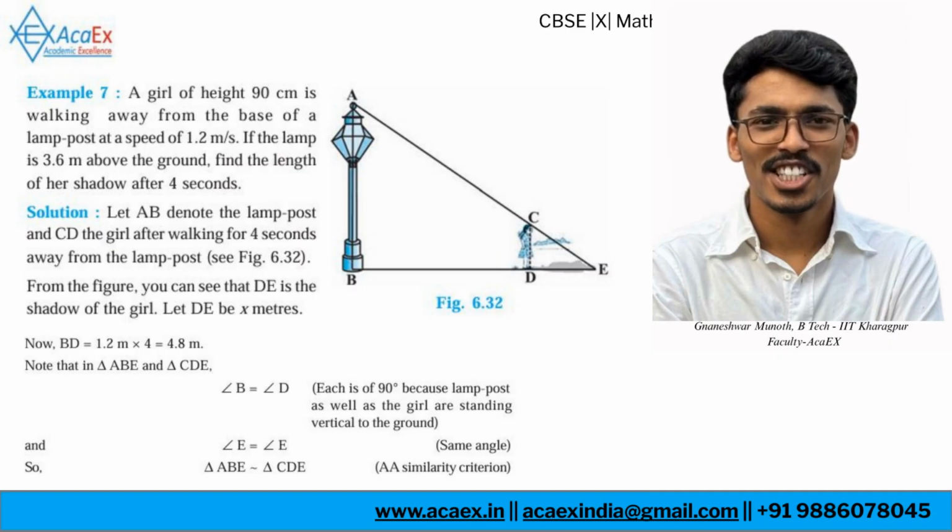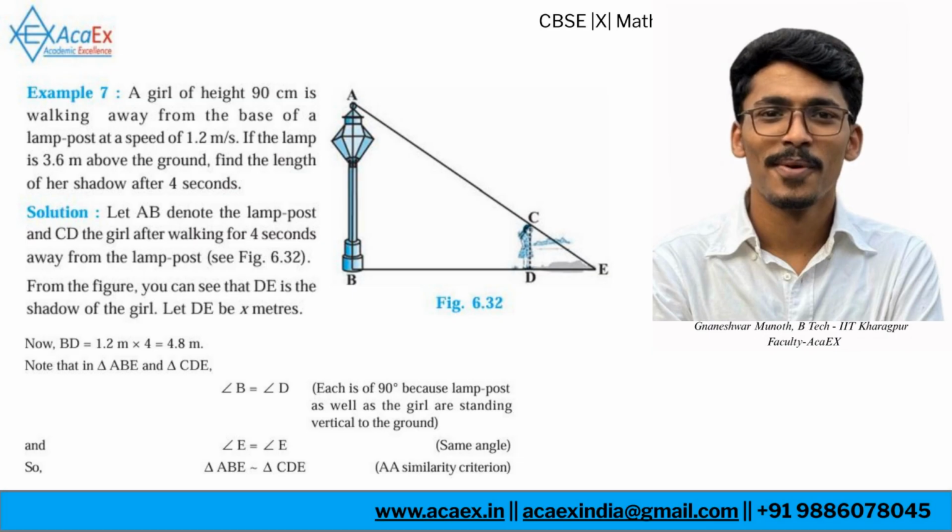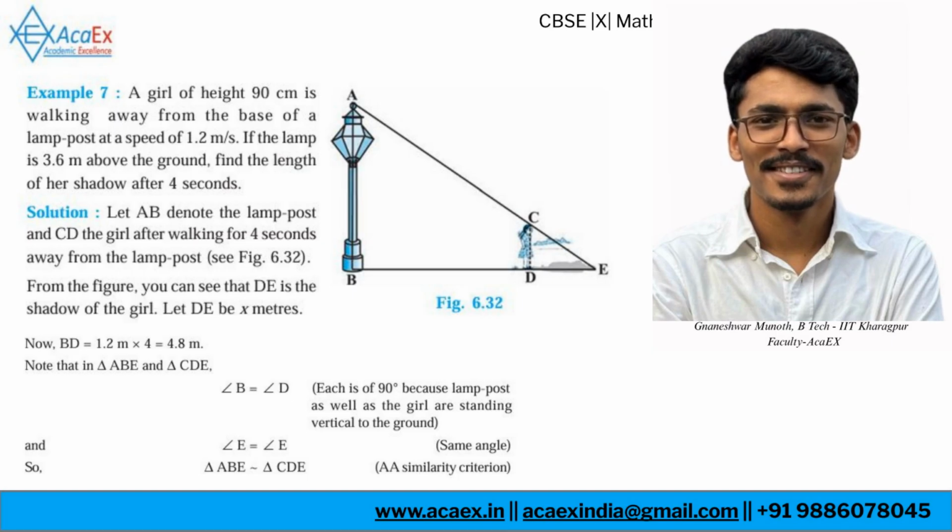Example 7. Shadow problem. Problem. A girl who is 90 centimeters tall is walking away from a lamppost that is 3.6 meters high at a speed of 1.2 meters per second. Find the length of her shadow after 4 seconds. Solution. After 4 seconds, the girl has walked a distance of 1.2 meters per second times 4 seconds, which is 4.8 meters from the lamppost.